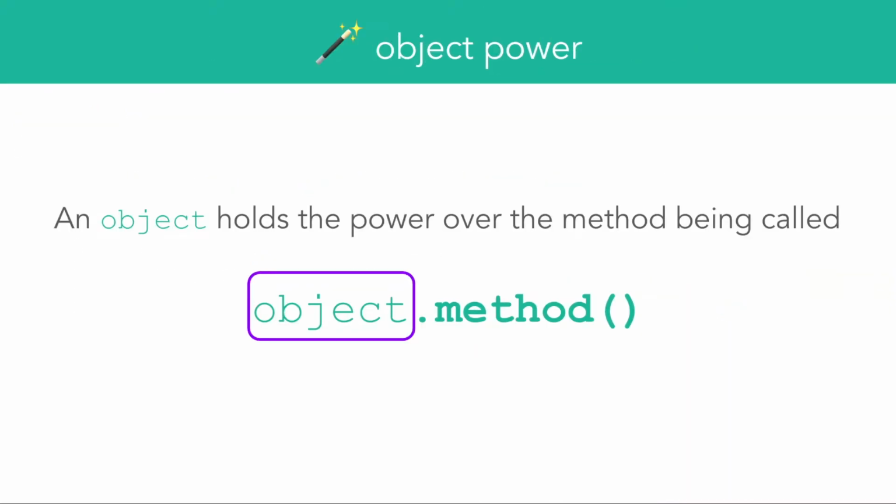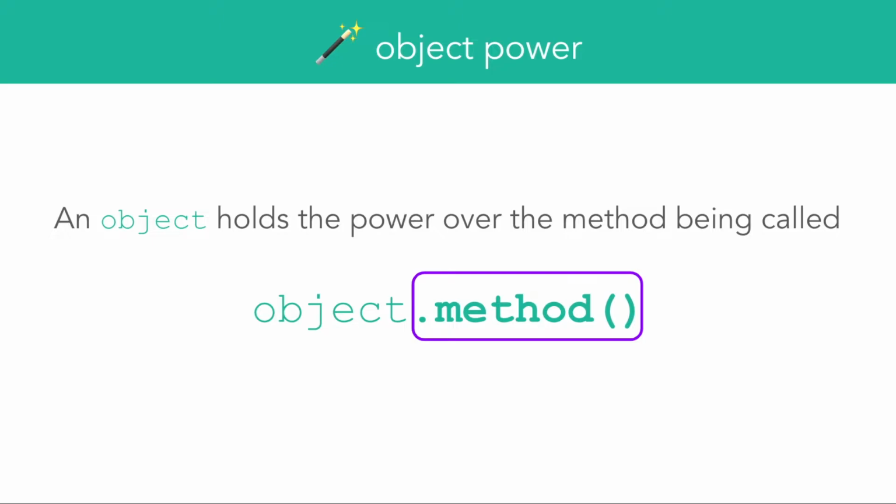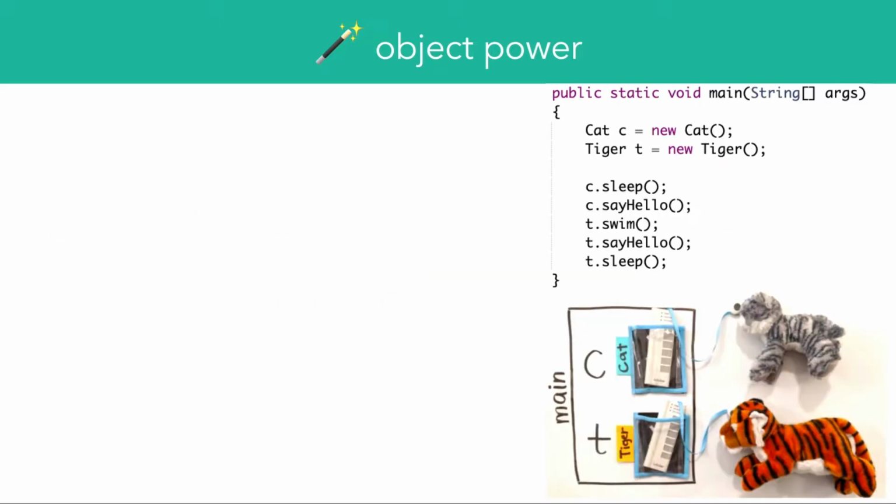We stated that the object calling the method holds the power over that method. When we call a method on an object, we look in that object's class to find the code for that method. Take a look at what is going on in the main method and how it can be visualized. First, we create a variable of type Cat called c. An actual object of type Cat is created when we call the Cat constructor. Lastly, the assignment operator creates a reference to that newly created Cat object.